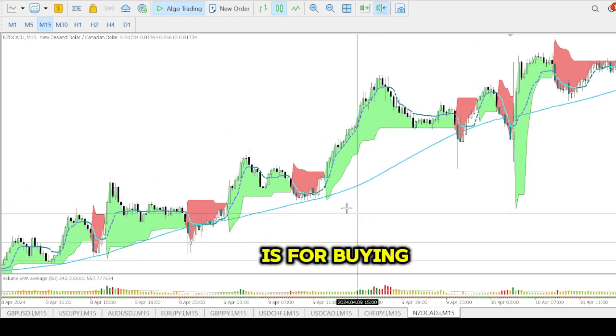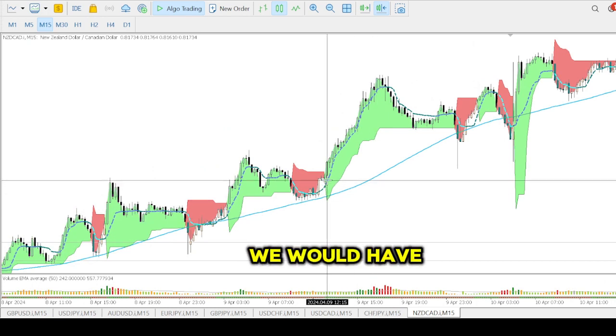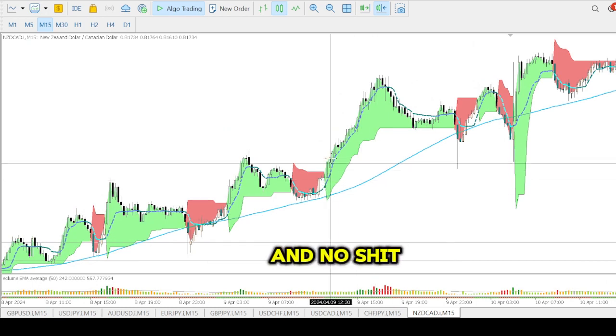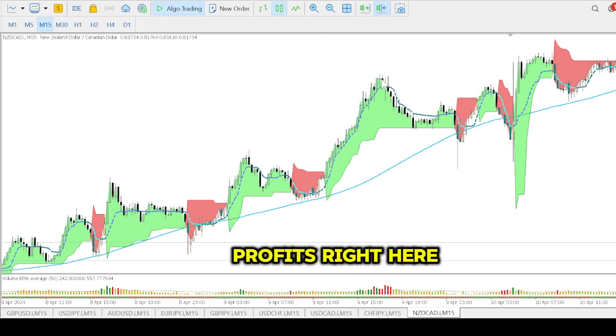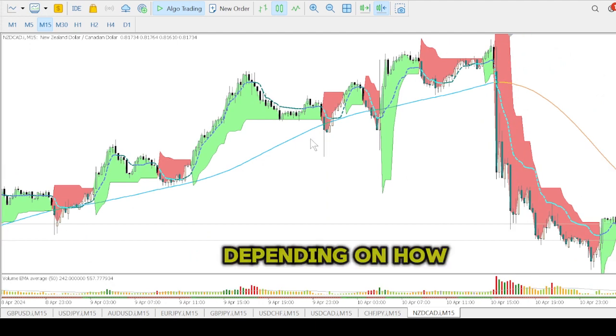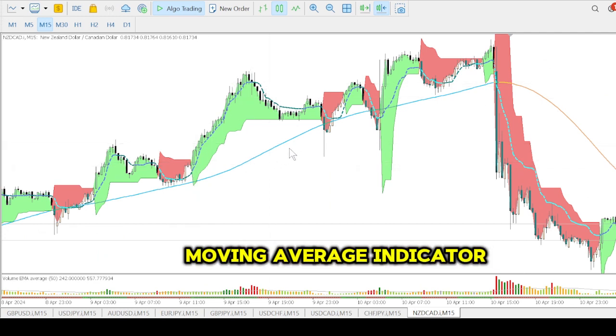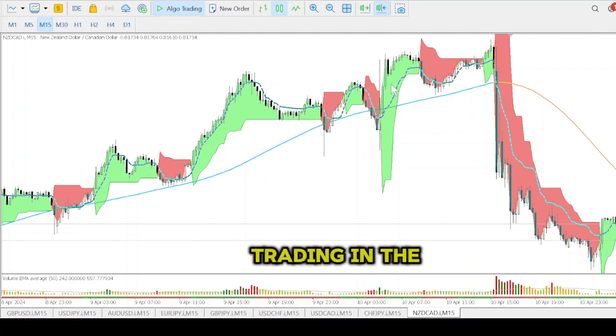Now the green is for buying. Like right here, we would have bought the market, okay? And we're going to make profits right here, right? Going up, we're going to make a lot of profits. Good. Depending on how you take your profits, whether you use risk to reward or stuff like that, this buy here was profitable. I have a moving average indicator here, which is the Arnaud Legoux moving average, which you can also find on TradingView, okay?